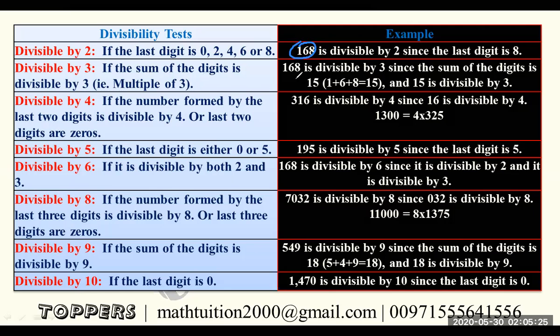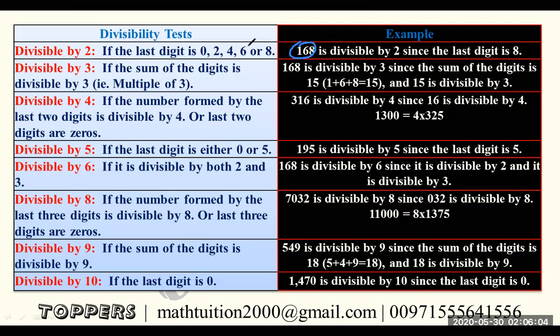If you take 168 itself, how will you check if it is divisible by 3? Just add all the digits, 1 plus 6 plus 8. So 1 plus 6 is 7, 7 plus 8 is 15, right? So 15 is divisible by 3. 15 is coming in the multiplication table of 3, right? 15 is a multiple of 3. So we can say 168 is divisible by 3.